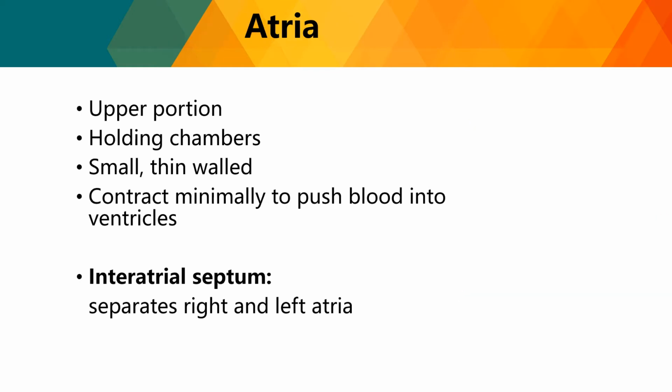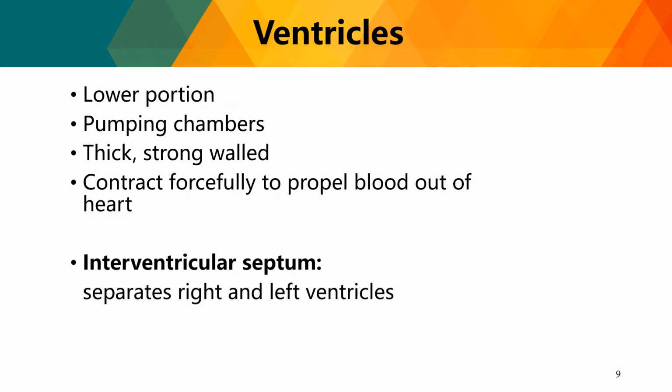So the atria. This is the upper portion holding chambers of your heart. They are small and thin-walled. They contract minimally to push blood into the ventricles. You have the interatrial septum, which separates the right and the left atria. Next, you have your ventricles, which are found in the lower portions of your heart. They are the pumping chambers. They have thick and strong walls. They also contract forcefully to propel blood out of the heart. And then you have the interventricular septum that separates the right and the left ventricles.